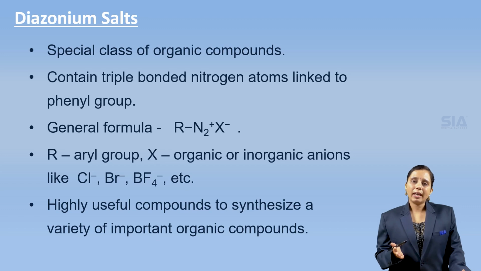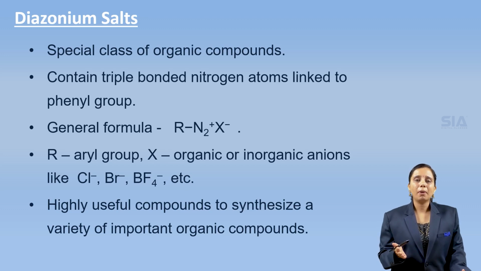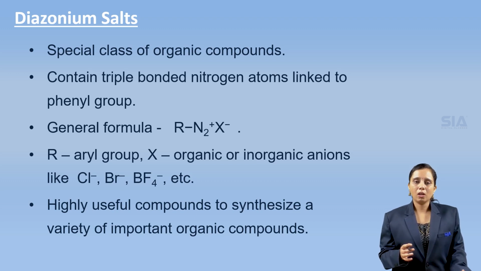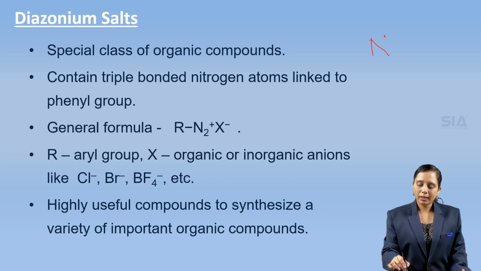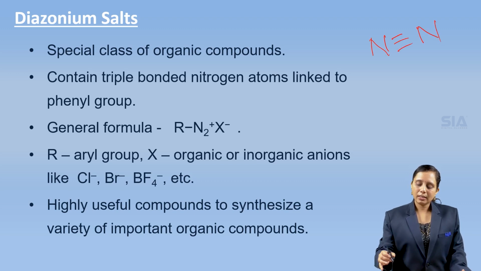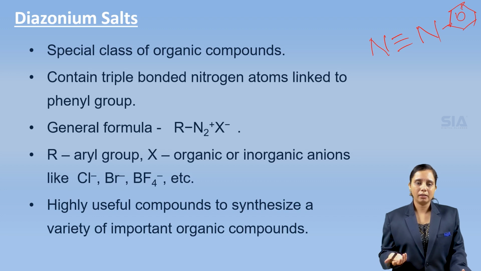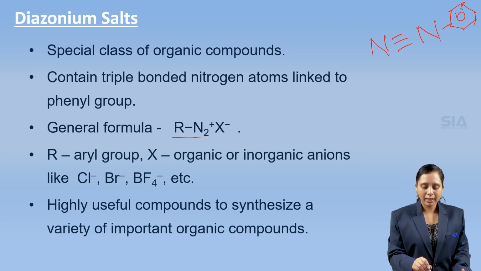To understand the reaction deeply, we need to know about diazonium salts first. What are diazonium salts? These are special organic compounds. They contain two nitrogens, triple bonded, and these are attached to any kind of benzene ring, like aniline, phenol, or any other. Now the general formula of diazonium salt is this one.